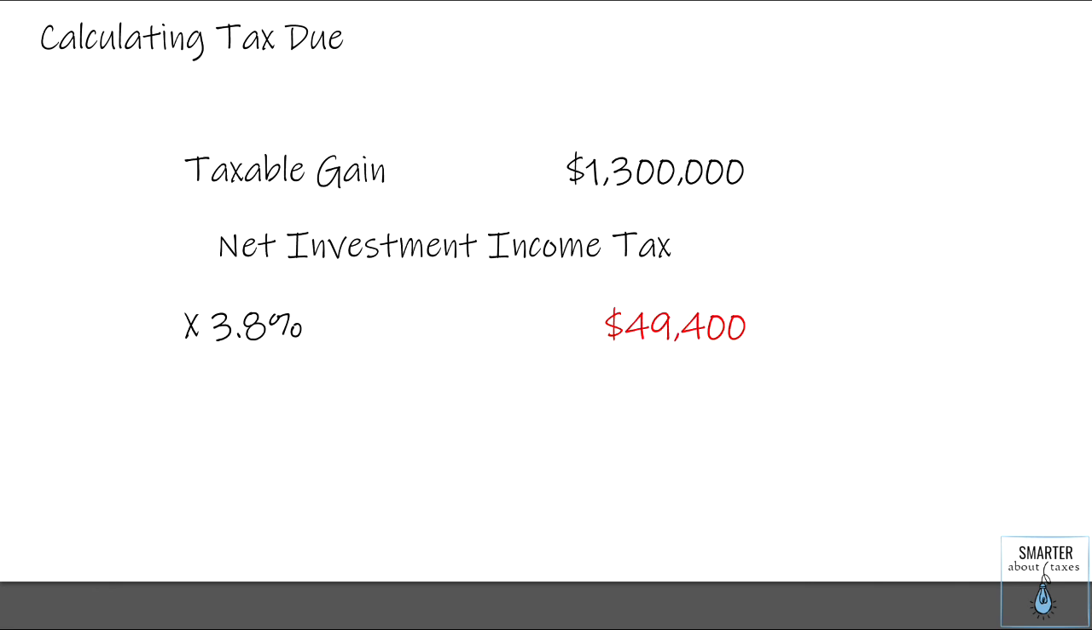Don't forget about the net investment income tax, the Obamacare tax, some people call it, another 3.8% tacked on there. I don't know. It's supposed to reduce health insurance costs. Mine didn't go down, but I won't get into politics. That 3.8% is going to ding you another $49,400.